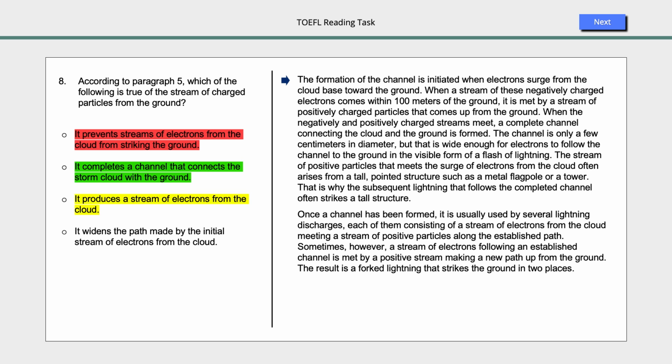The third option says it produces a stream of electrons from the cloud. The passage says the electrons surge from the cloud base, so they're produced by the cloud, not the stream of charged particles. And the final option says it widens the path made by the initial stream of electrons from the cloud. The passage says the channel is only a few centimeters in diameter, but that is wide enough for electrons to follow the channel to the ground. So it says the passage is narrow, and it doesn't say anything about the particles widening it. So that option is also incorrect.